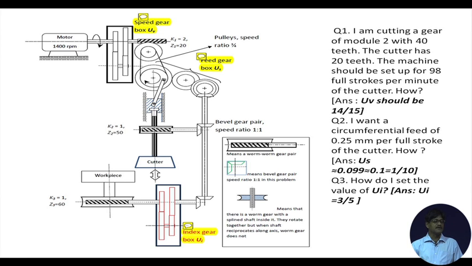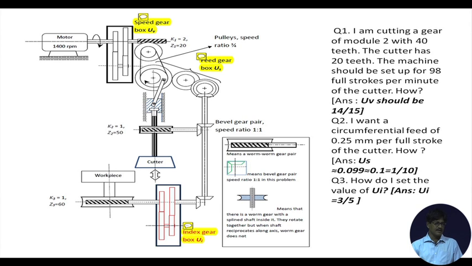So, the cutter has 20 teeth, that is good. The machine should be set up for 98 full strokes per minute. What does that mean? It means that there will be 98 up and down movements of the cutter per minute.